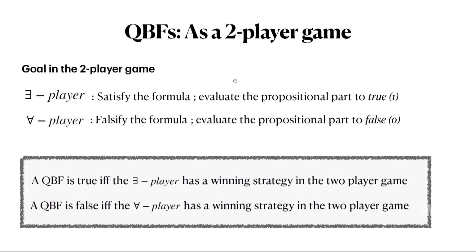If you look at it effectively, the goal of the existential player in this game is to satisfy the formula, the universal player is trying to falsify the formula, and the notion of true and false can be equated to a strategy for winning the game. A QBF is true if the existential player has a winning strategy, and a QBF is false if and only if the universal player has a winning strategy. So this is how we can extend the notion of true or false to a strategy on a two-player game.